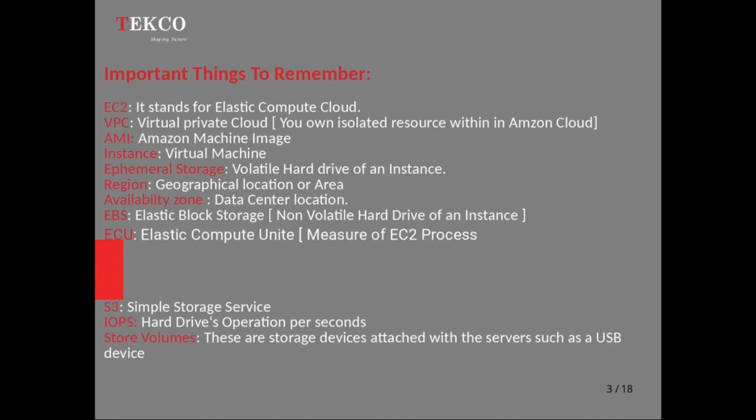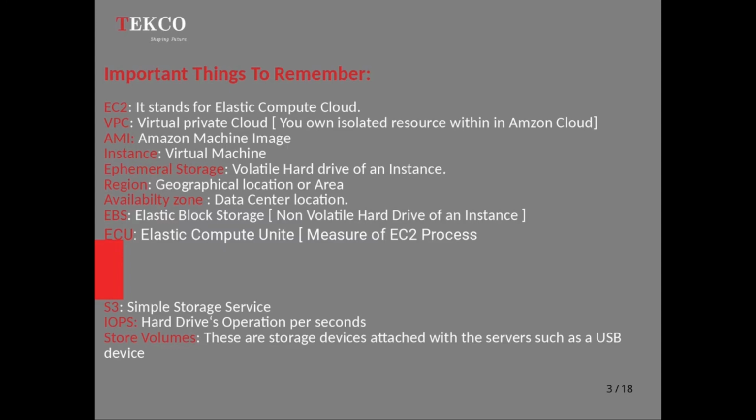A few important things to remember. EC2 stands for Elastic Compute Cloud. VPC is a virtual private cloud. It's basically the private space where you will be doing all the stuff and creating your instances. AMI stands for Amazon Machine Image. Instance means a virtual machine. Ephemeral storage is a volatile hard drive of an instance. Region is the geographical location or the area. Availability zone is the data center location. EBS stands for Elastic Block Storage. It's a non-volatile hard drive of an instance.